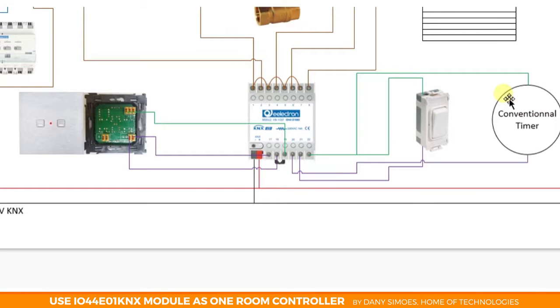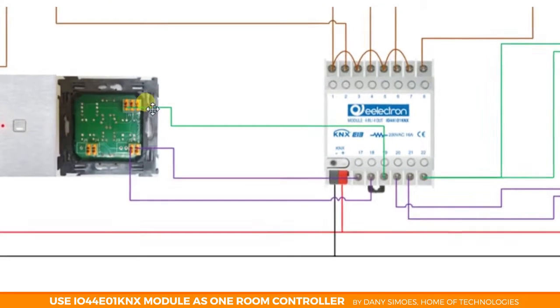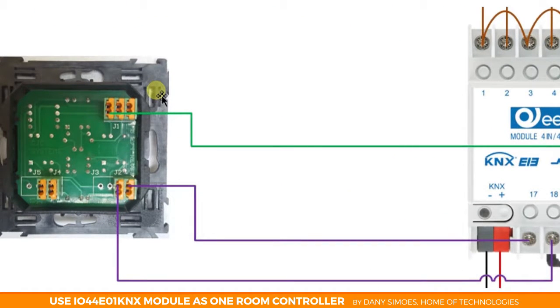Now, concerning the inputs, I'm using a 2-gang push button from CJC Systems as input 1 and 2, which are going to act on turning on and off and dimming the lights. For this, I'm also using an eelectron DM03E01KNX dimming actuator for the dimming. And so, as you can see here, this is how I wired the push buttons.